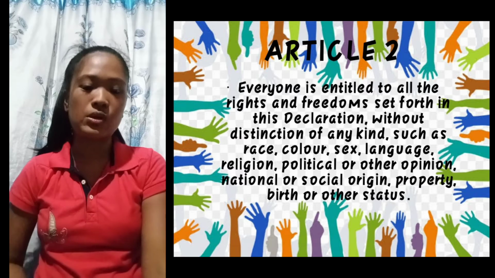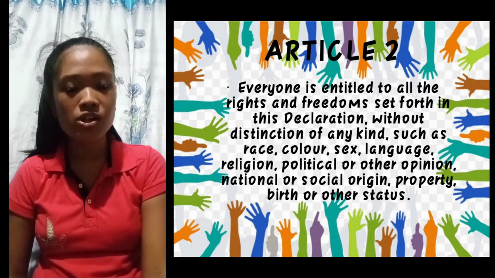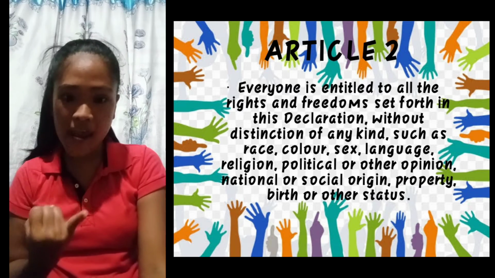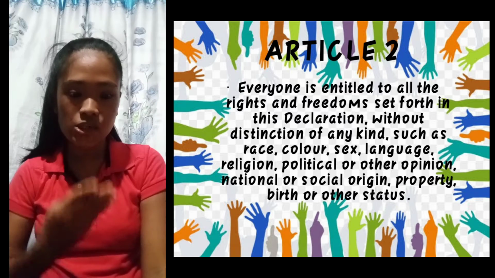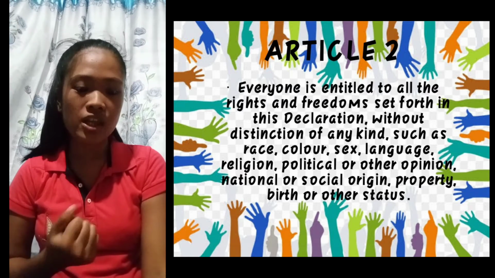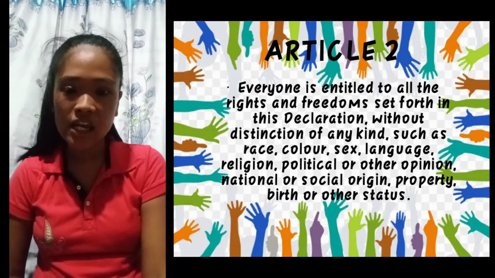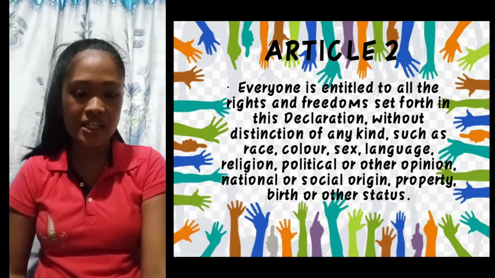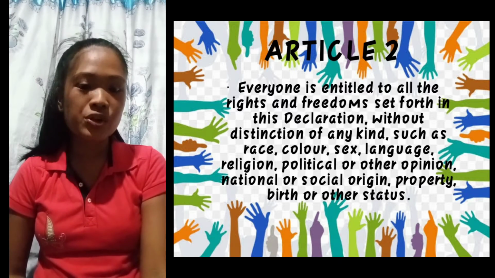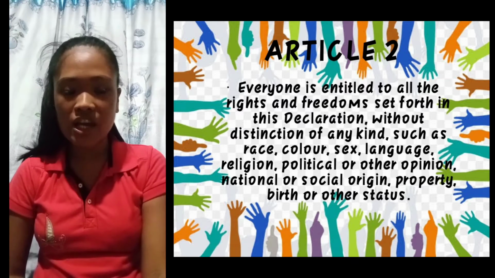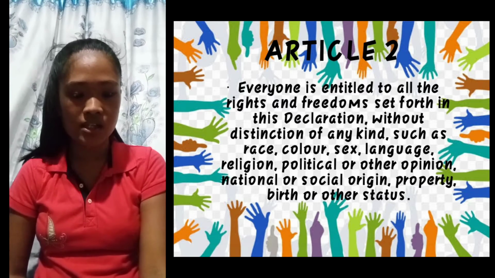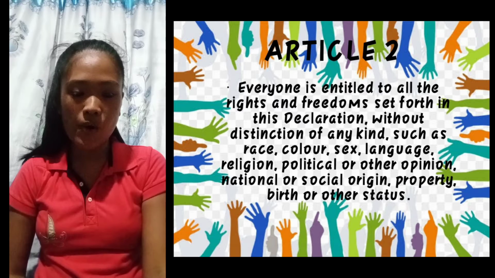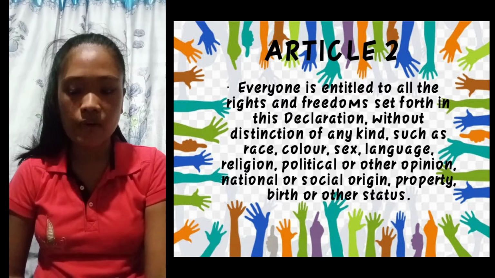Next is article number 2. Everyone is entitled to all the rights and freedoms set forth in this Declaration without distinction of any kind, such as race, color, sex, language, religion, political or other opinion, national or social origin, property, birth, or other status. Furthermore, no distinction shall be made on the basis of the political, jurisdictional or international status of the country or territory to which a person belongs, whether it be independent, trust, non-self-governing, or under any other limitation of sovereignty.